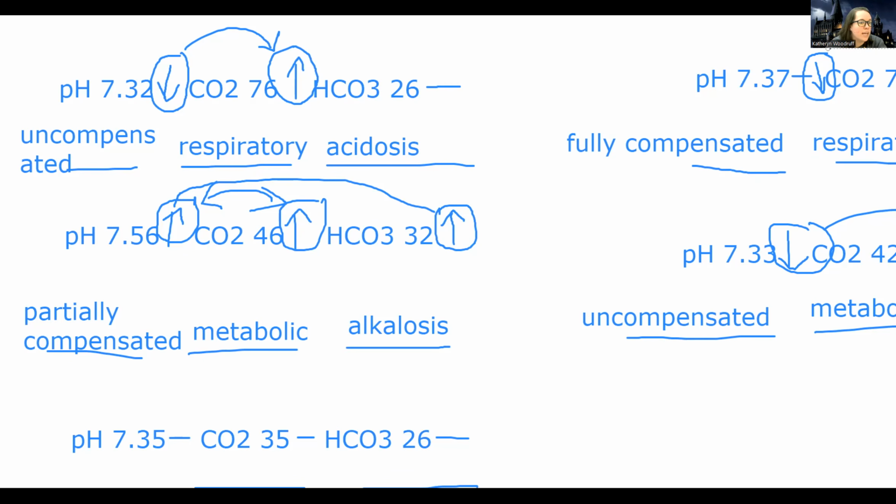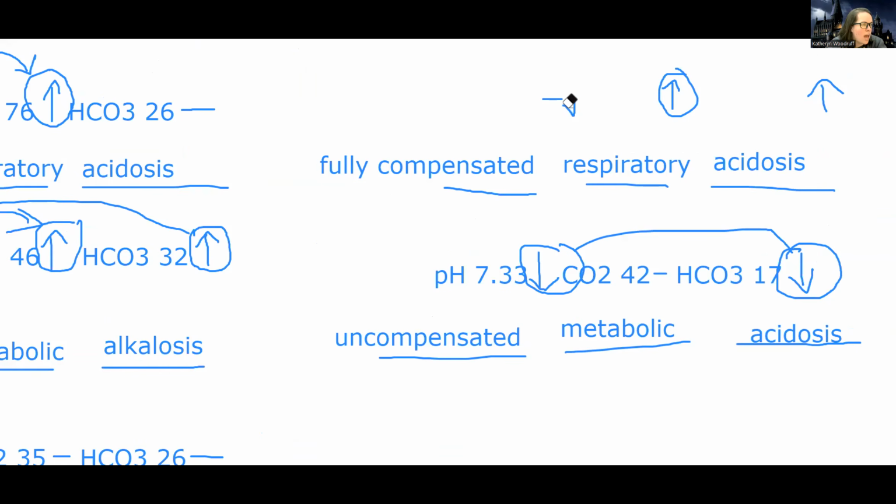Whereas if you're fully compensated, we go over here, and I'm going to maybe try to take away this so it's not... where's my undo button? Redo, undo. Okay. I was trying to take away this, but anyway, if you look at this as a whole, the pH is normal, but both of your other numbers are abnormal.